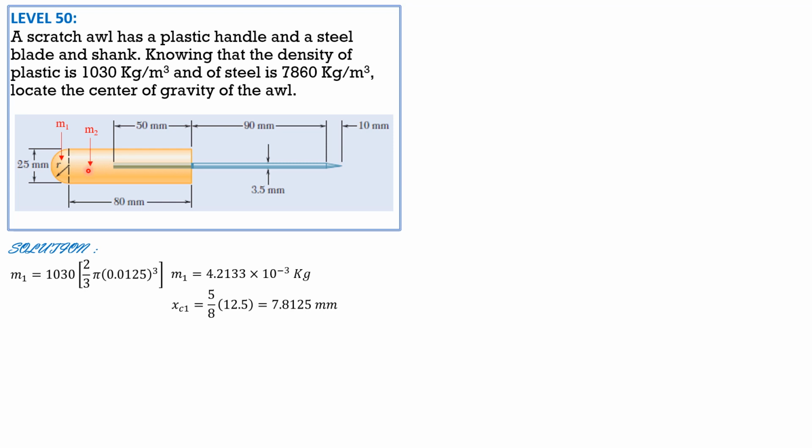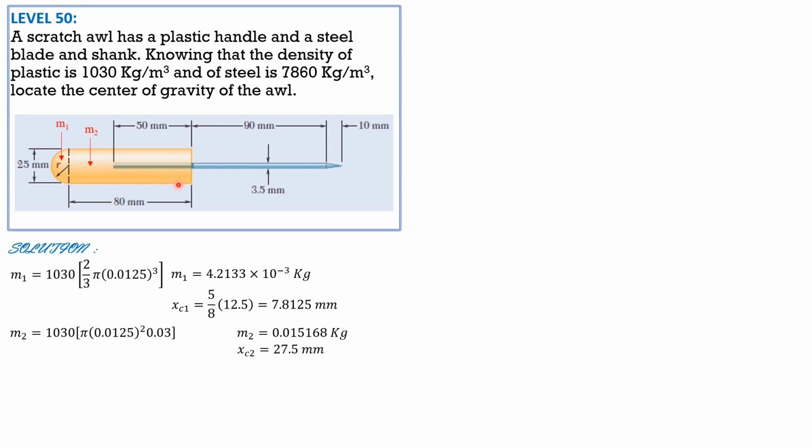M2 for this plastic here up to here, the length is 80 minus 50, so 30 mm. So M2 is 1030. The volume is the volume of a right circular cylinder, pi times 0.0125 squared times the length 30 mm or 0.03. So 1030 times pi times 0.0125 squared times 0.03. M2 is equal to 0.015168 kilogram. And the location of the centroid from the left is 12.5 mm plus 15, where 15 is half of 30. So 12.5 plus 15, 27.5 mm.